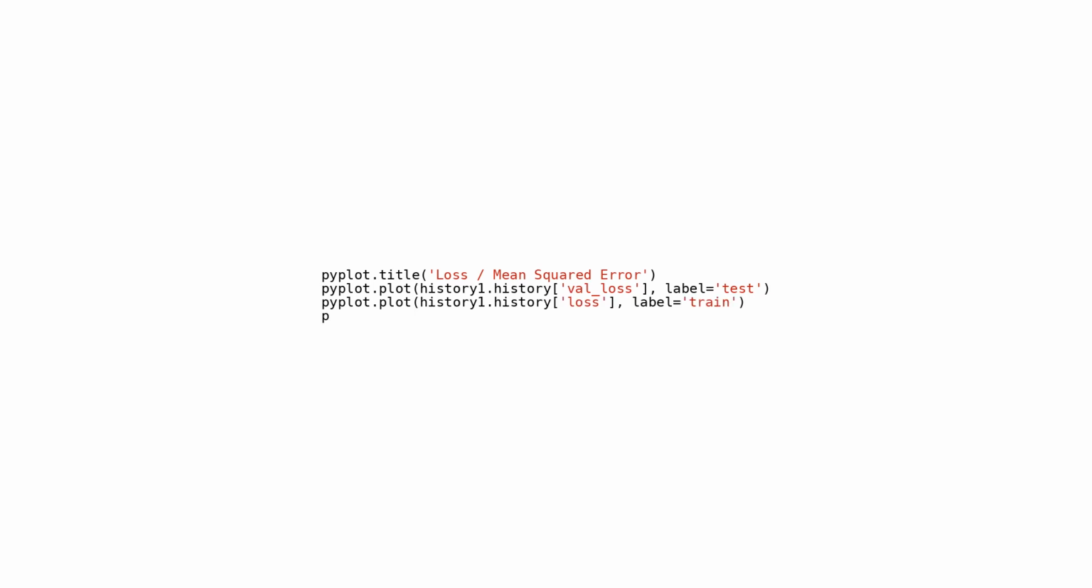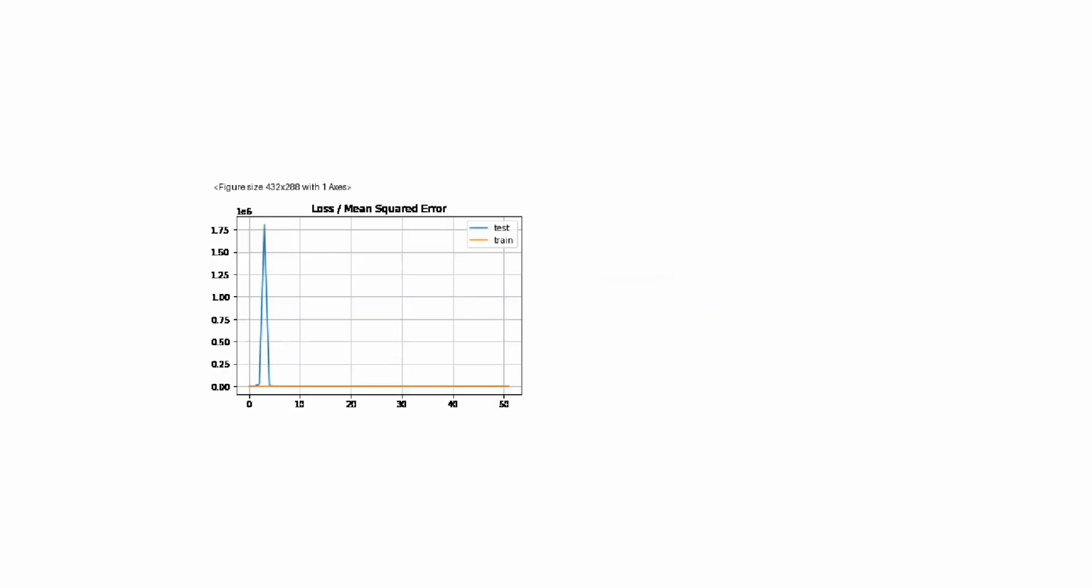This Python code snippet utilizes Matplotlib's pyplot library to display the training and validation loss of a machine learning model as it progresses. The steps followed are: 1. Setting the plot's title as loss mean squared error. 2. Plotting the validation losses, test. 3. Plotting the training losses, train. 4. Adding a legend to differentiate between the two data series. 5. Showing the resulting plot.